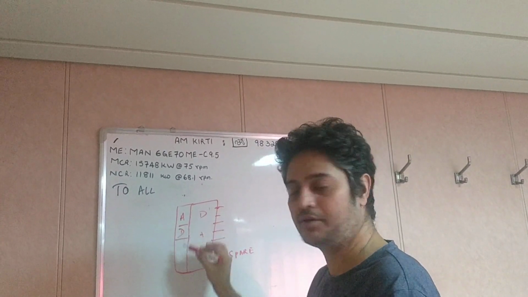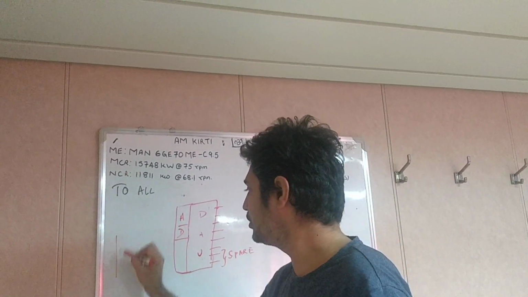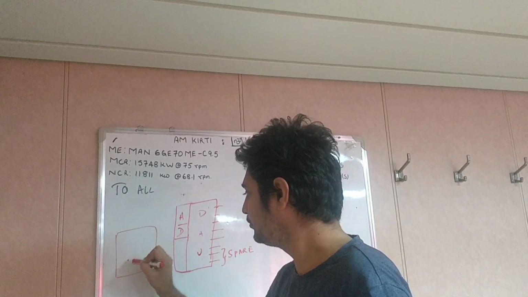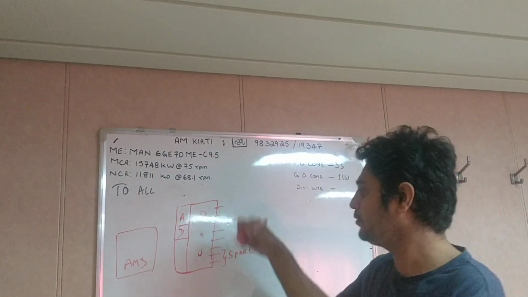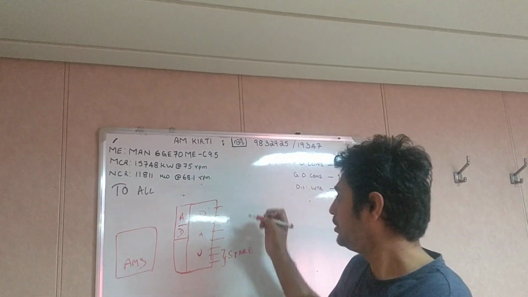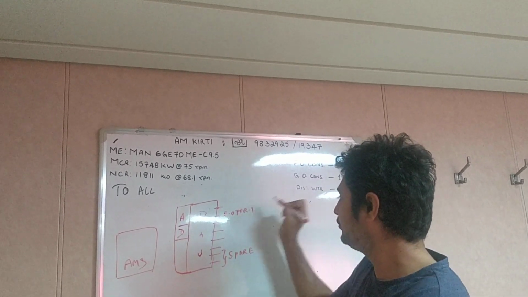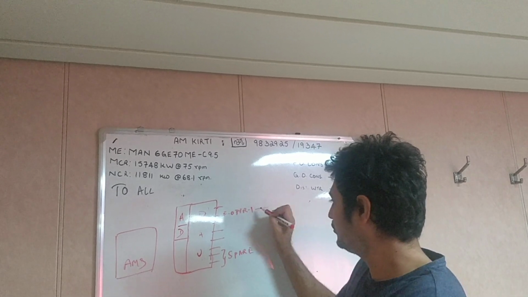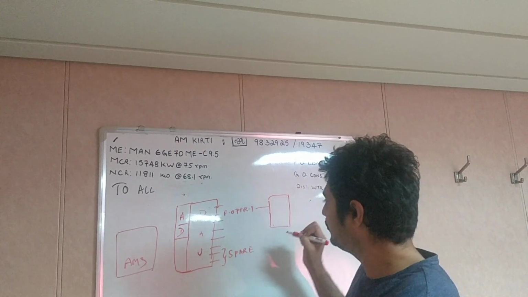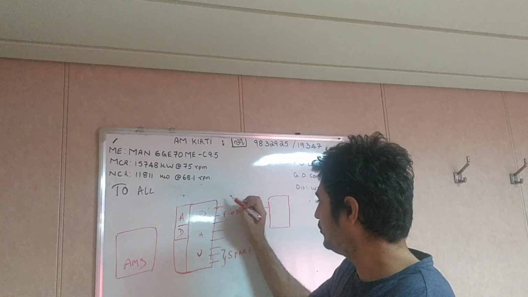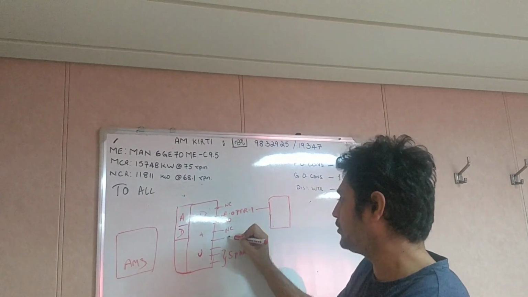This A to D converter. This AMS. So what I was trying to tell was in detail. Suppose here everything you have NC or NO, NO, NC. Just for example I am telling.